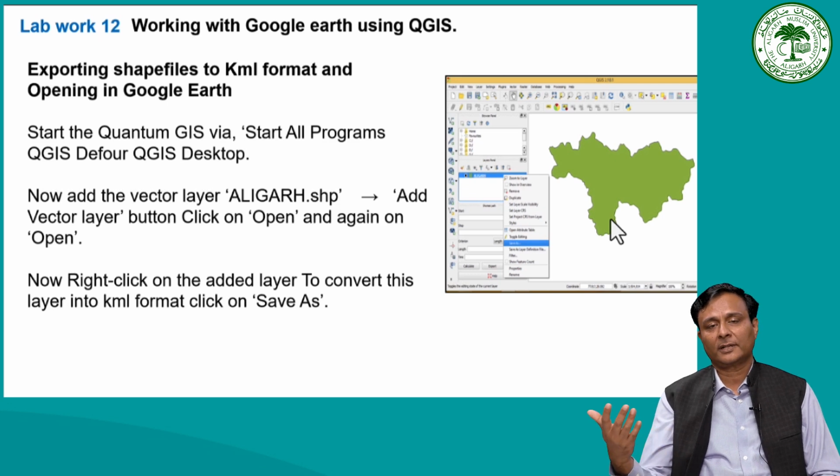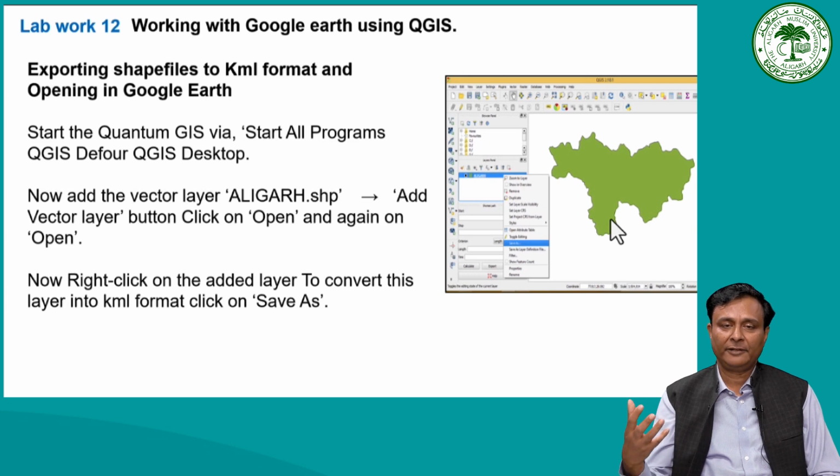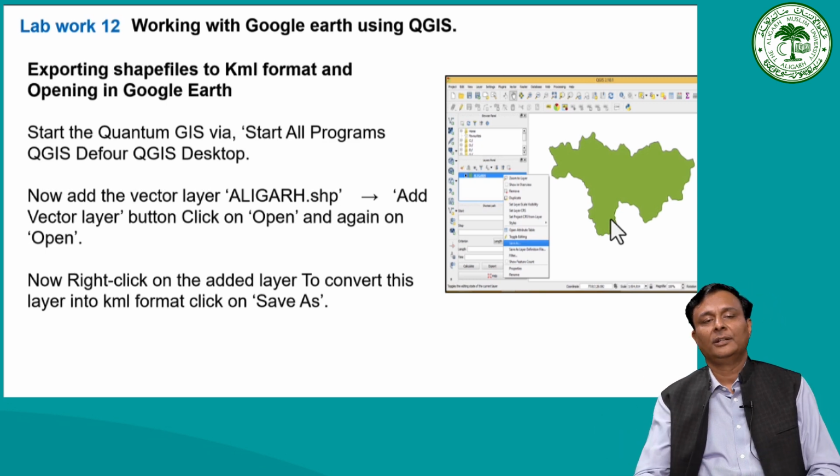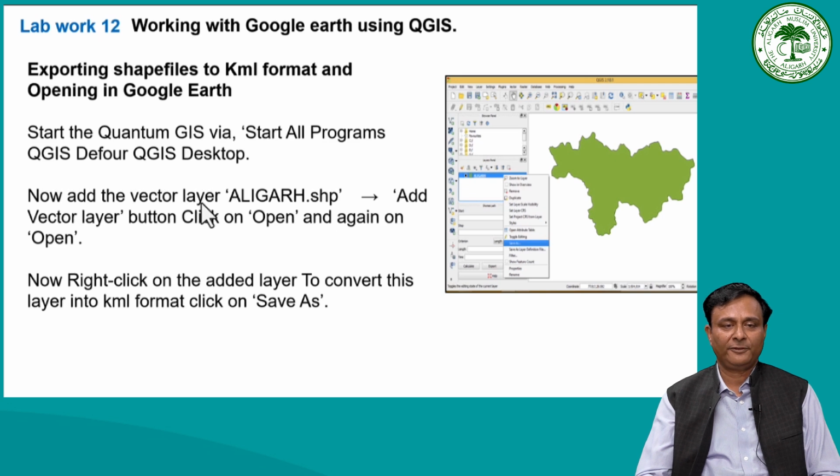So whatever area you want to do, you need to have one shape file, polygon area entity in vector format, digitized of any city, any region, any location that you need as vector layer. So that we will add as vector layer. Add vector layer button. Then you click on the open, and that way you would be within the map canvas, the map would be open. Now right click on the added layer.